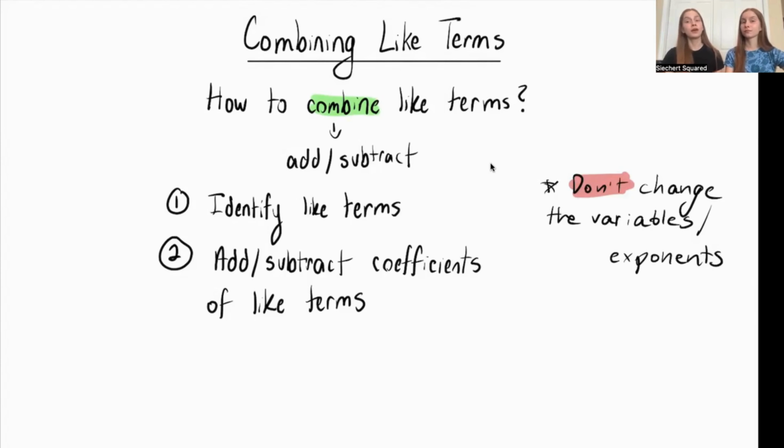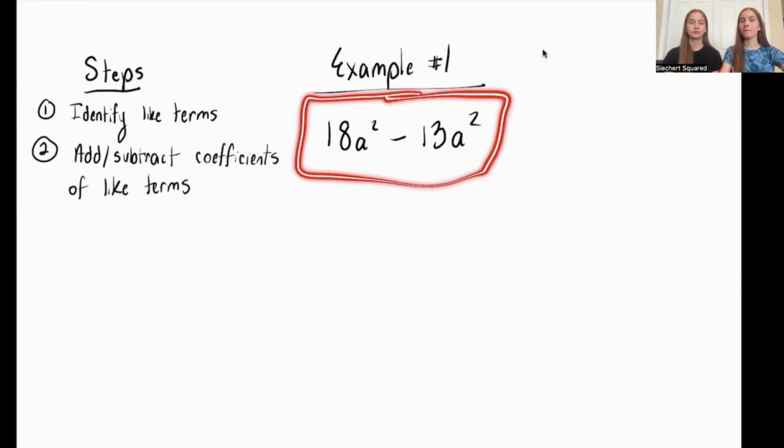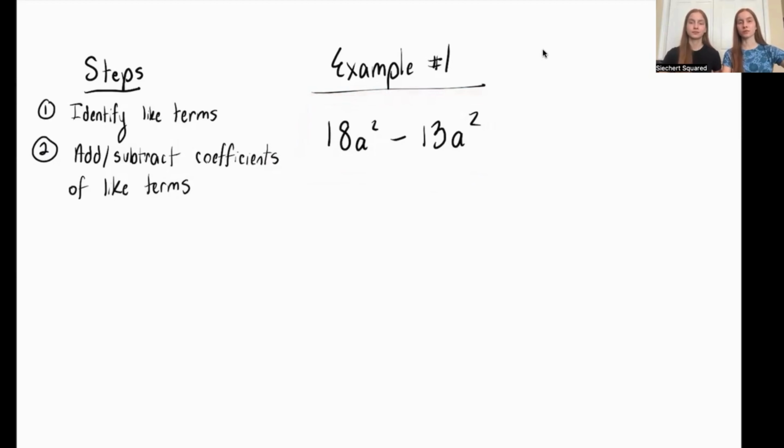Now, we're going to go ahead and see this in our first example. If it asks you to combine like terms, you might see something that looks like this. It says 18a squared minus 13a squared. The point of combining like terms is to take several terms, maybe two or more, and bring it down into as few terms as possible. Sometimes that's one term, it might still be more than one term, it just depends. So we're going to simplify what we have here to make it smaller.